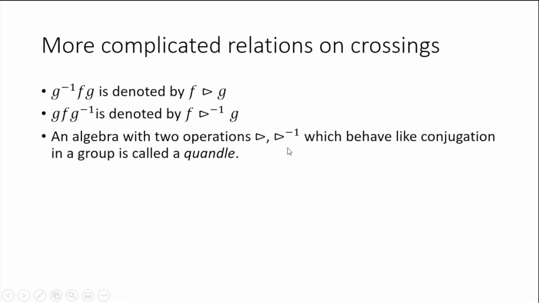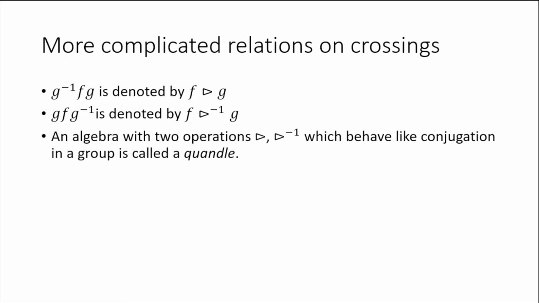You will imagine that they have several useful properties. For example, you can guess that if you apply triangle G to F and then apply triangle -1 G to what you got, then you get back to F. So if you now express all properties of these two operations, not using the original group operation, then you get a description of an algebra called a quandle.